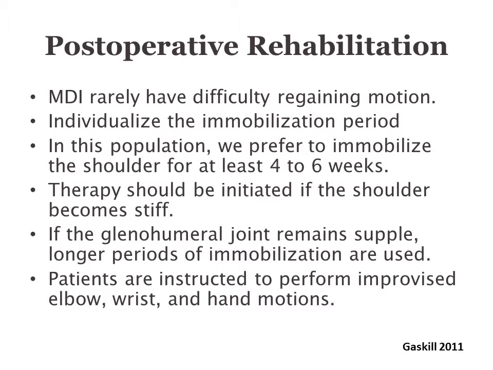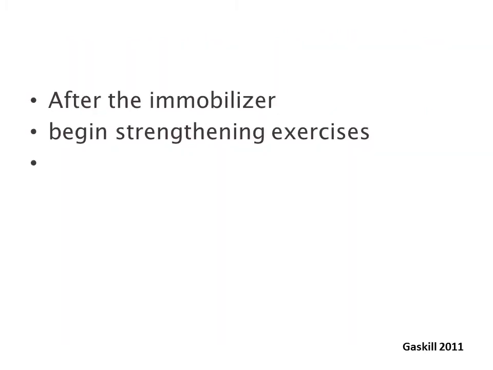Therapy should be initiated if the shoulder becomes stiff, which, as I said, is quite rare. If the glenohumeral joint remains supple, longer periods of immobilization can be used, but I would not usually exceed 6 to 7 weeks. However, patients are instructed to perform elbow, wrist, and hand motion exercises. After the immobilizer is removed, the patient can begin strengthening exercises without any need for significant stretching.